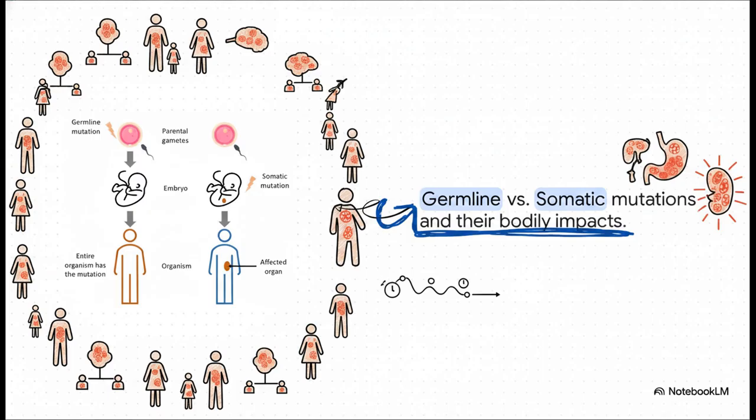On the other hand, we have somatic mutations. These happen after conception, during the countless cell divisions of your life. A somatic mutation localizes to just one specific organ or tissue type, so it won't be passed to your children, but this specific type of genomic instability is heavily linked to aging and the development of localized cancers.